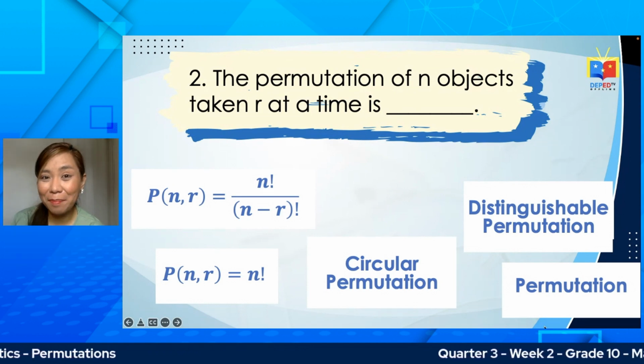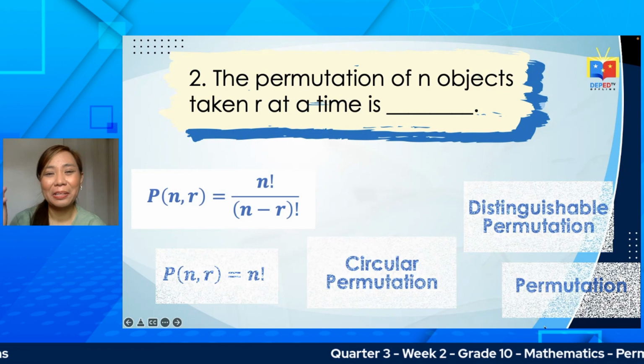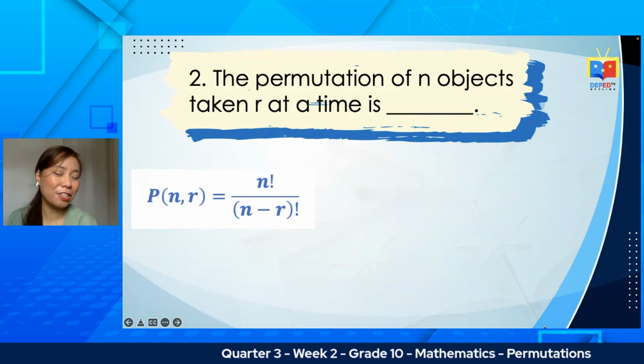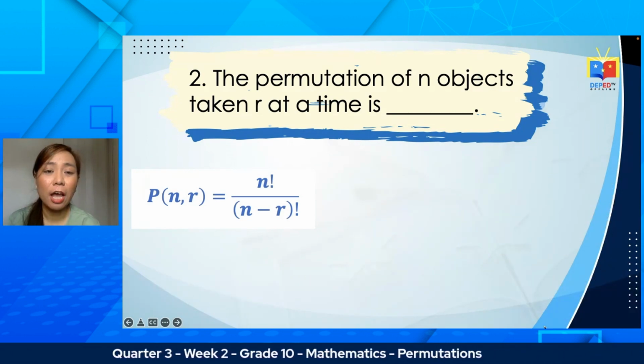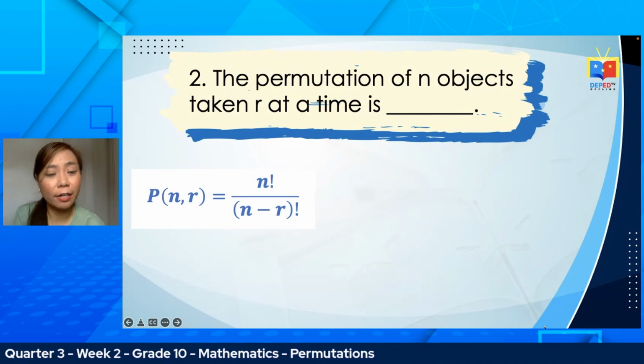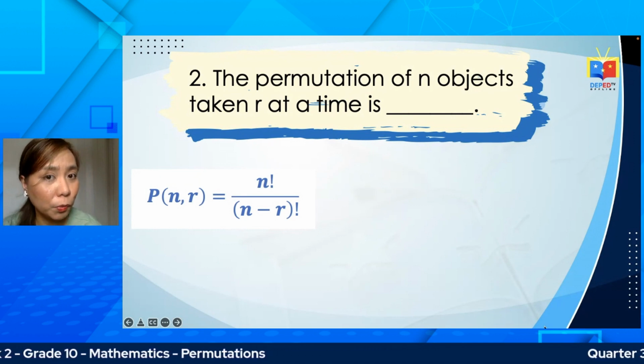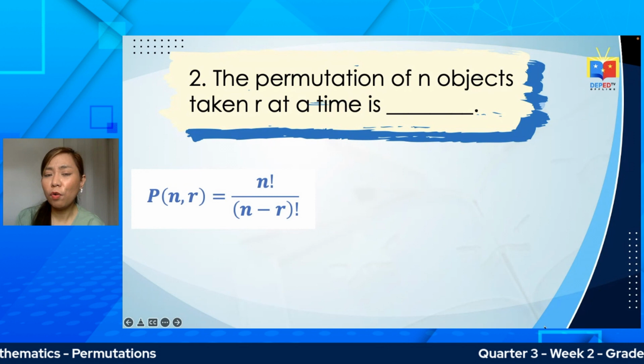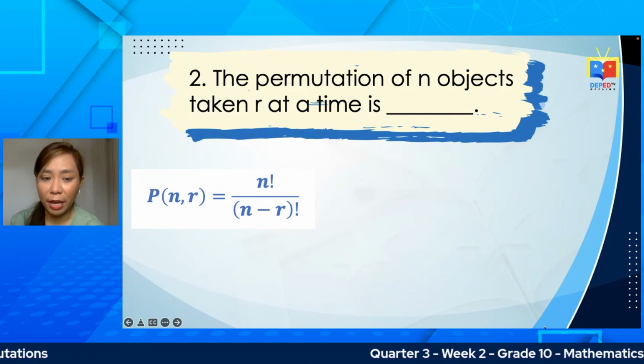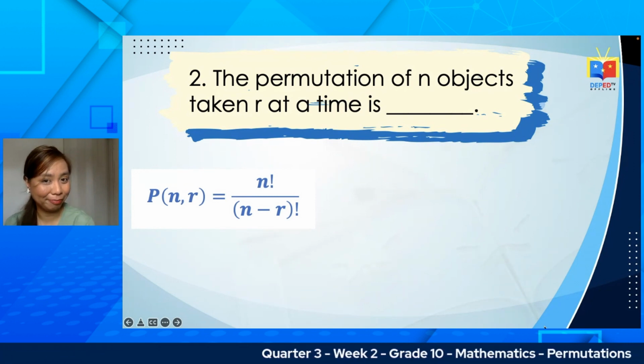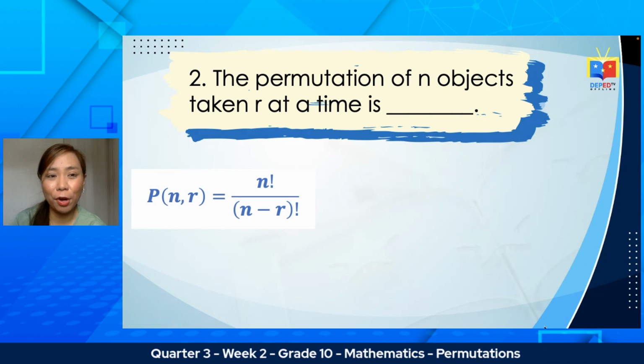And what's your answer, mathletes? Good job! The answer here is the formula for permutation of n objects taken r at a time, which is equal to n factorial over the quantity n minus r factorial. Let's try the third one.